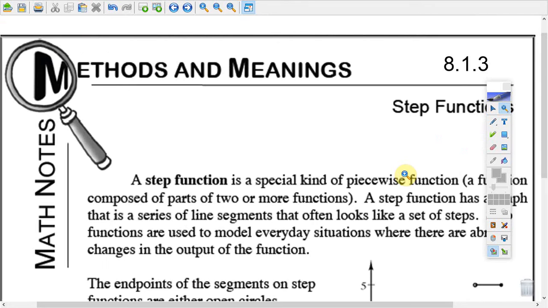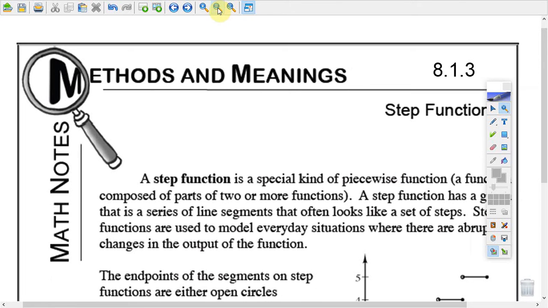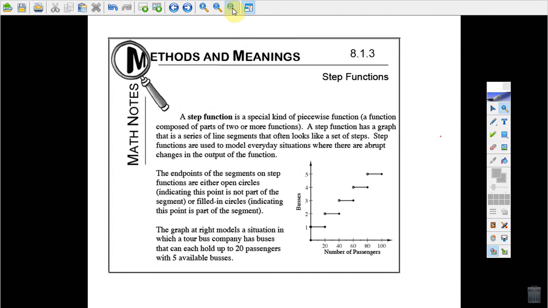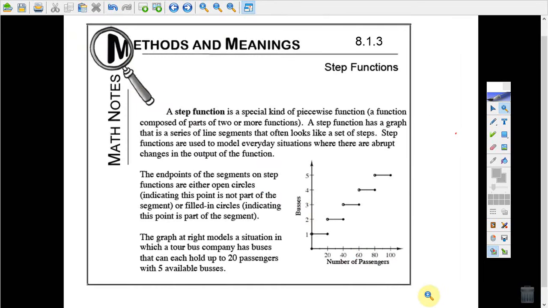A step function is a special kind of graph, a special kind of piecewise function, a function composed of parts of two or more functions. A step function has a graph that is a series of line segments that look like a set of steps. Just like the ones here, we go from one step to the next step to the next step to the next step.